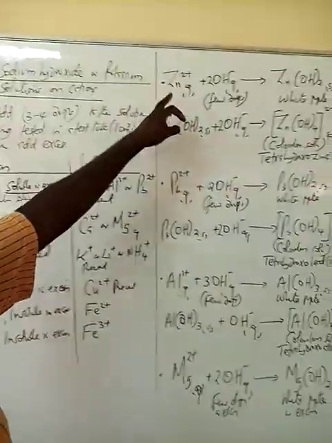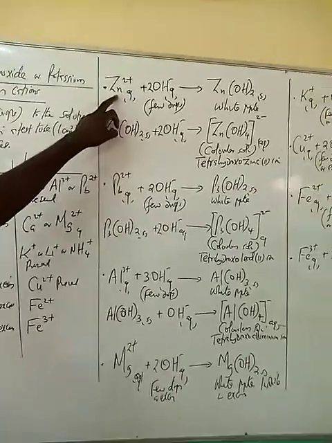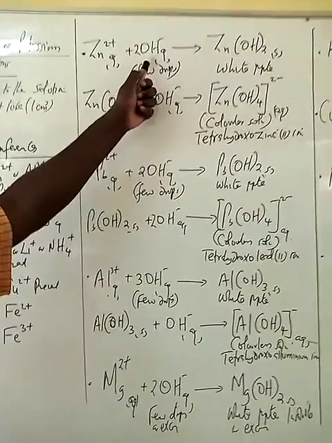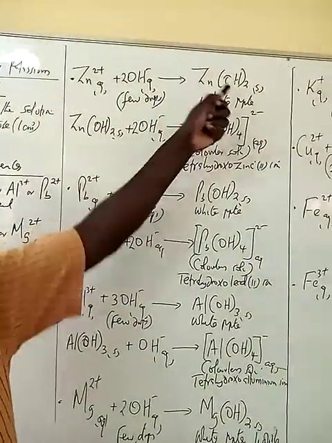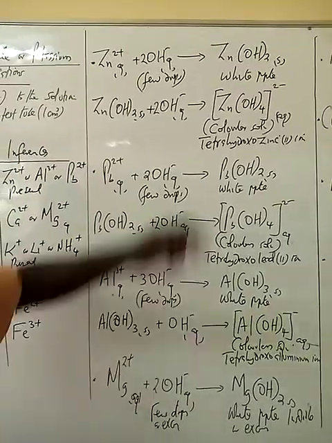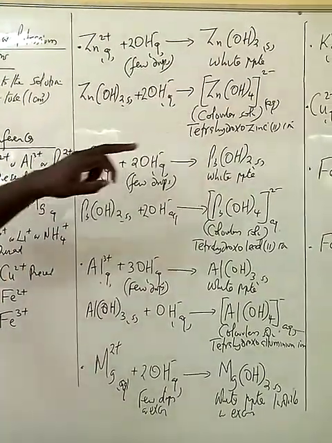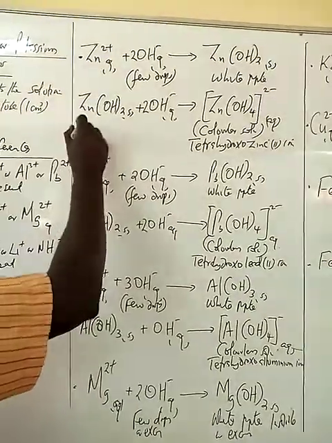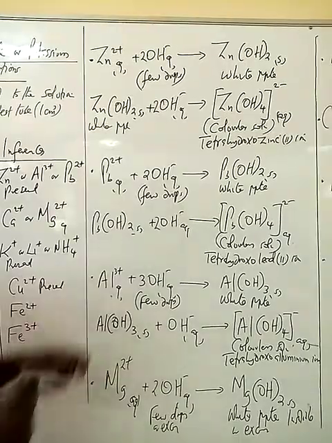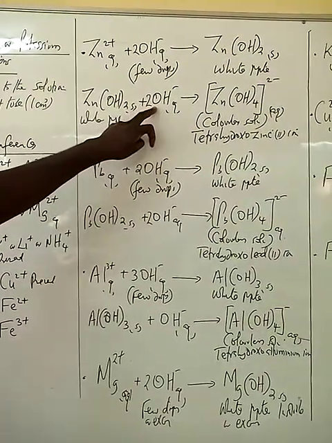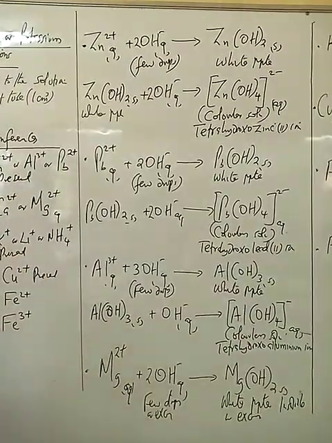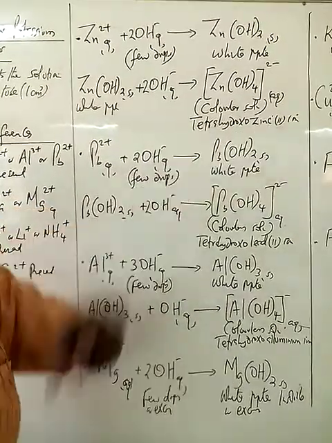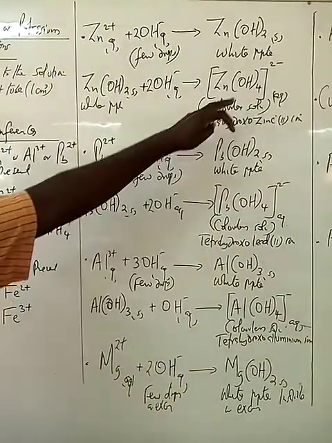So let us look at zinc. If the solution being tested was containing zinc, zinc reacts with hydroxide ion of sodium hydroxide, forming zinc hydroxide, which is a white precipitate. Then if you add excess, the white precipitate will react with the excess hydroxide, forming a complex salt. The complex salt is what we call tetrahydroxo zinc 2 ion, which is a colorless solution. And it is an anion.